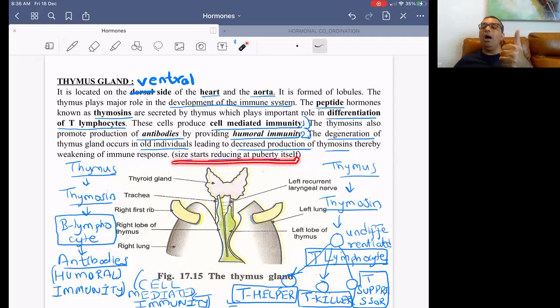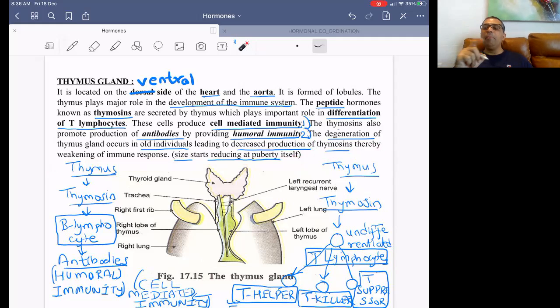So their T lymphocytes, T helper lymphocyte forming, recognizing antigen, cell mediated immunity, and B lymphocytes shooting antibodies, that is humoral immunity, all become weak, and that is the reason a person will have weakened immunity in elderly age.